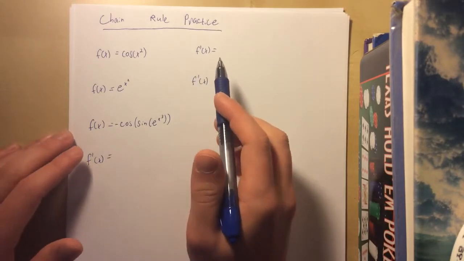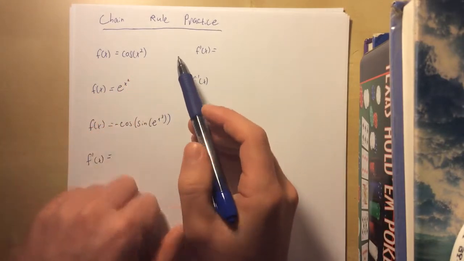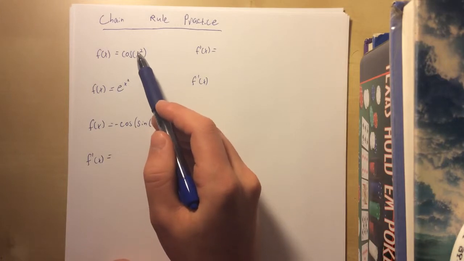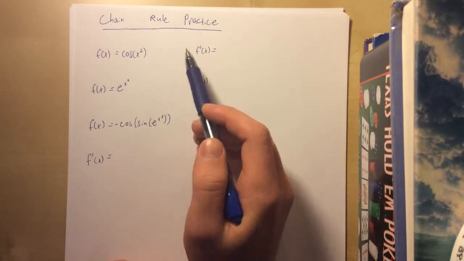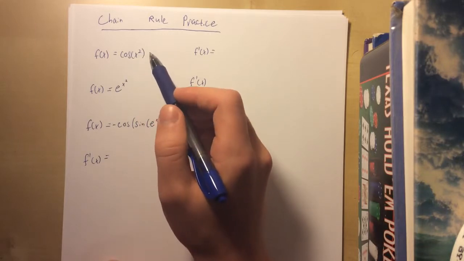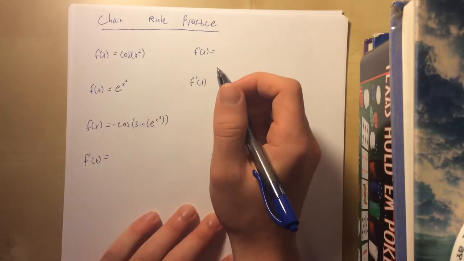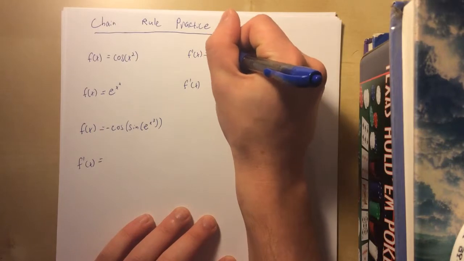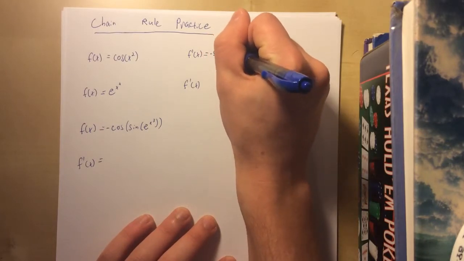So what I'm going to do is I'm going to imagine that this x squared is our variable. And I'm going to take the derivative of cosine with respect to our variable. So we know what the derivative of cosine is. It's negative sine of our variable.